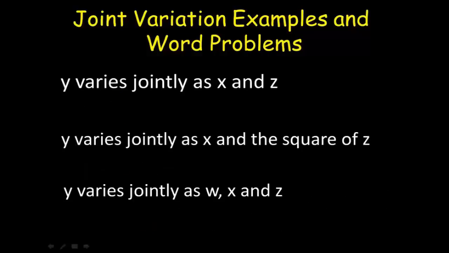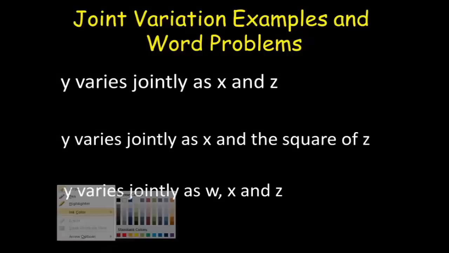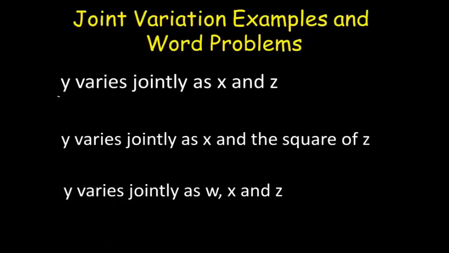Okay, so we have here some statements. We will convert them to joint variation statements or mathematical statements. Our first statement: y varies jointly as x and z. To translate this, the first variable, which is y, is written on the left side. So y is equal to, and the word jointly means that our equation is a joint variation.